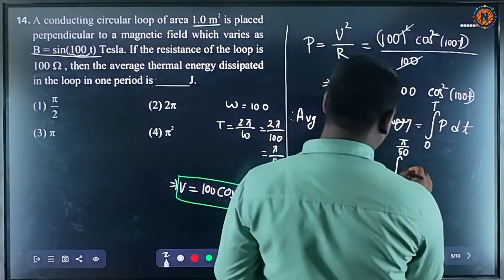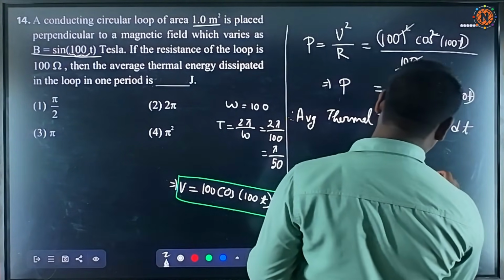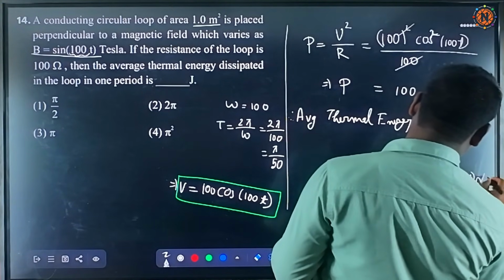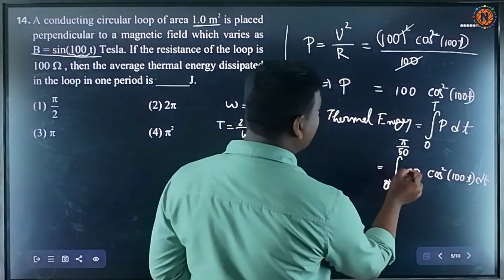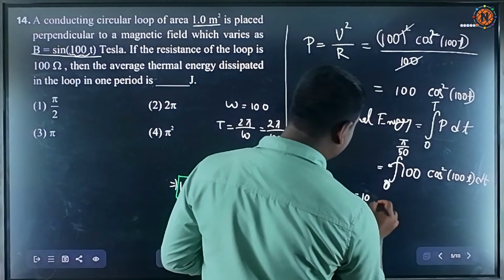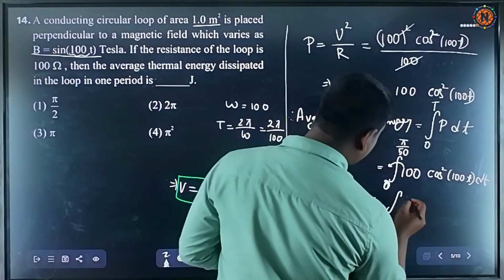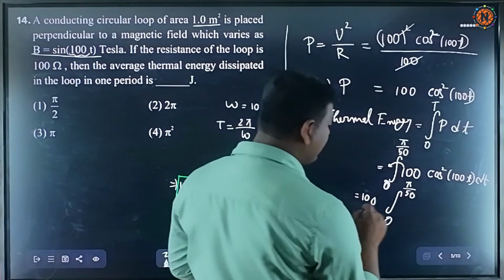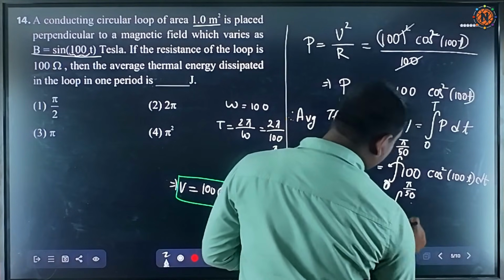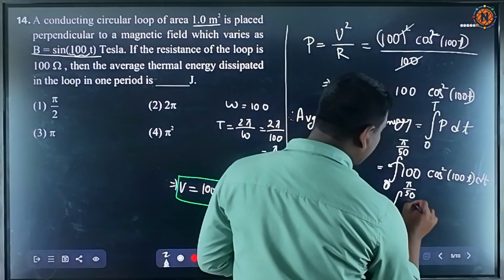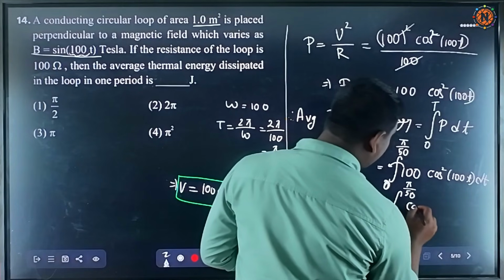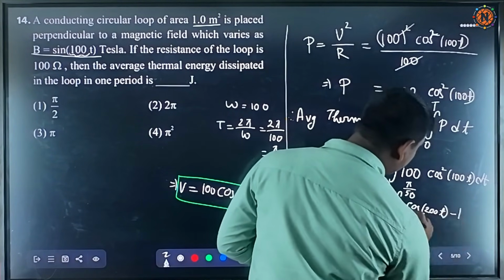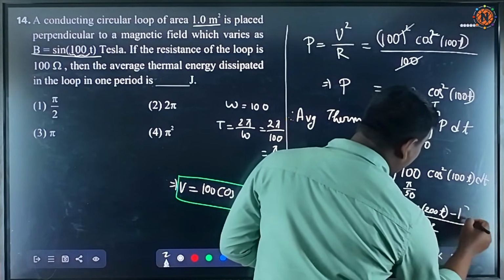And power is given as 100 cos square 100t dt. Okay, so you can see 100 will come outside. Now 0 to this pi by 50. Now cos square 100t can be written as (cos 200t plus 1) divided by 2. Use the formula of cos 2 theta.